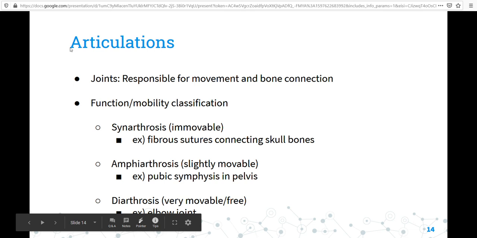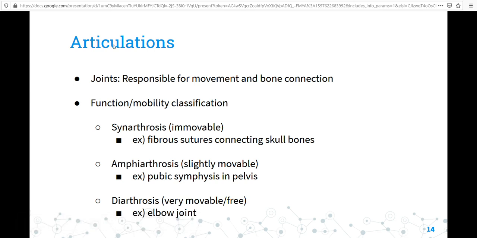So let's also take a look at basics of articulations and joints. So joints are responsible for movement and also for the connection of bones in the skeletal system. So they can firstly be classified by how movable they are. So a joint can be a synarthrosis, meaning it is immovable. An example of this would be fibrous sutures that connect the skull bones.